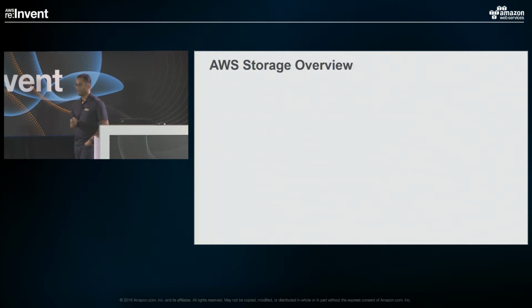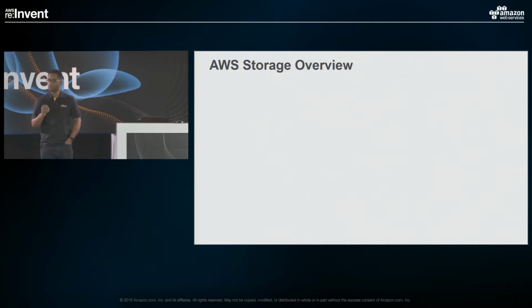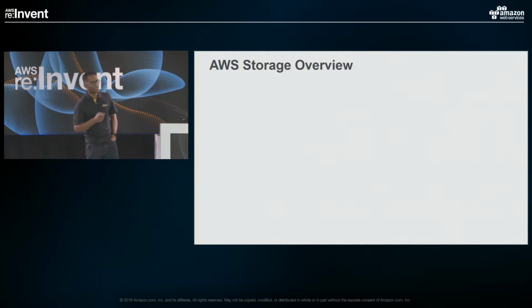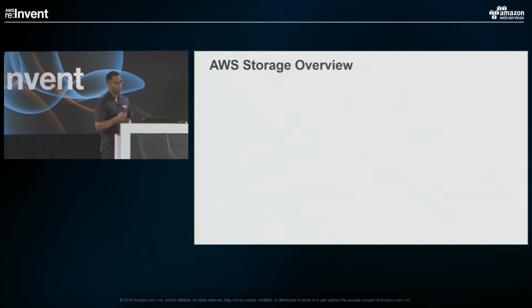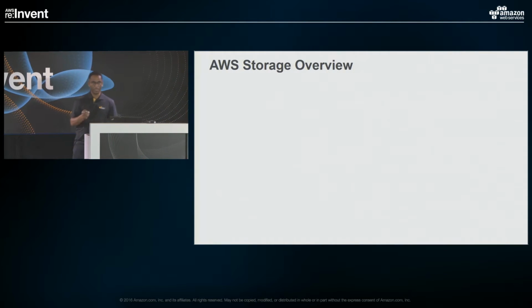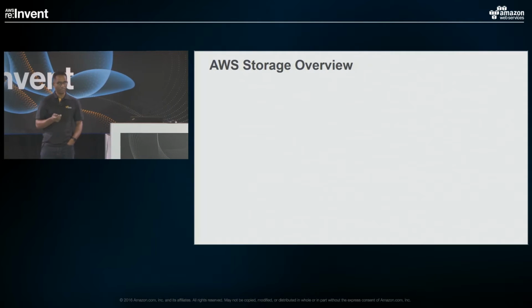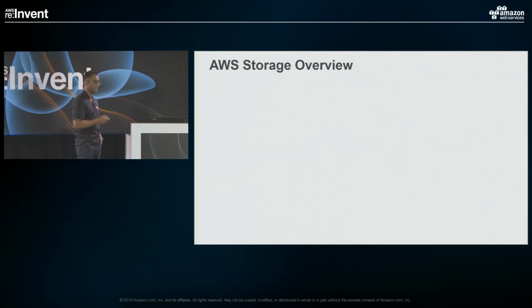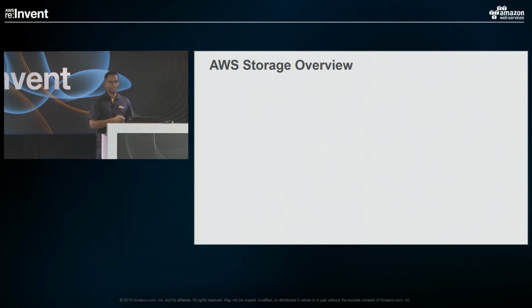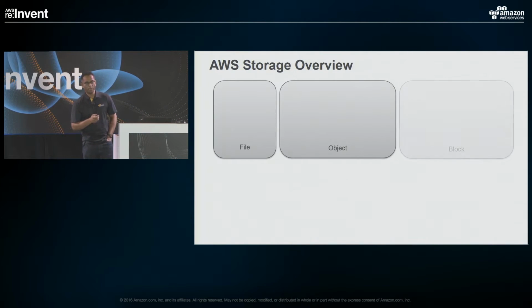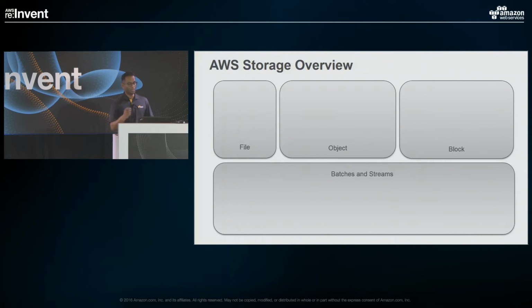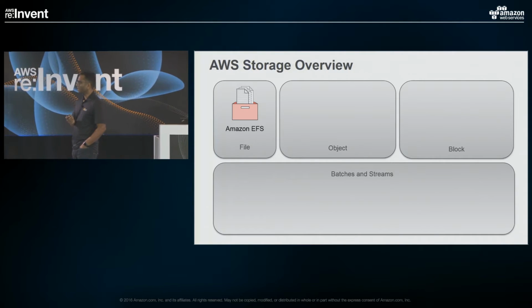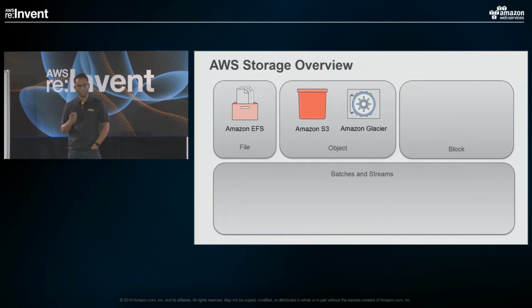To understand EFS, it's important to understand how storage fits into the Amazon platform. Coming into this week, Amazon had a wide array of services, the most depth and breadth of any cloud platform out there. And as you saw the last couple of days, we even added more services to that. So storage on AWS can be categorized into a number of different areas. We have file, which is represented by EFS. We have object storage, which is represented by S3 and Glacier.